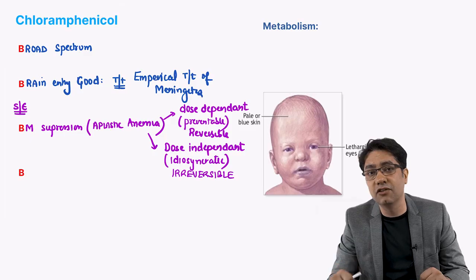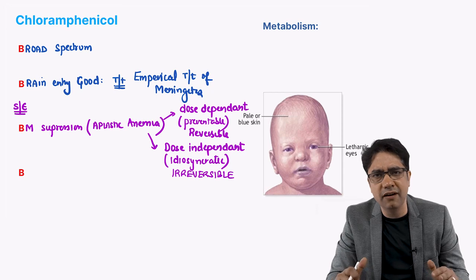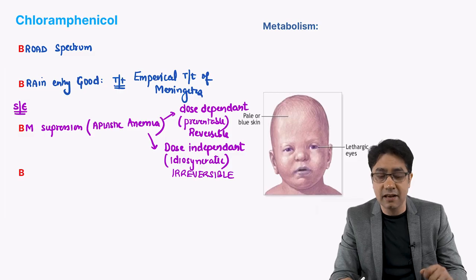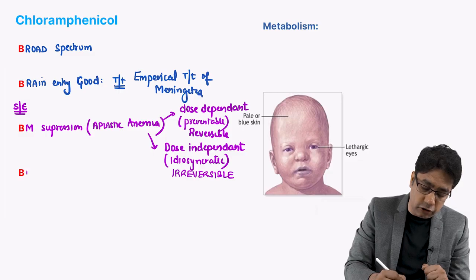Because of this risk of bone marrow suppression, which can be permanent, we less commonly prefer to use chloramphenicol nowadays. Now, the last side effect is very important. Chloramphenicol should not be given in babies. In babies, chloramphenicol is contraindicated.